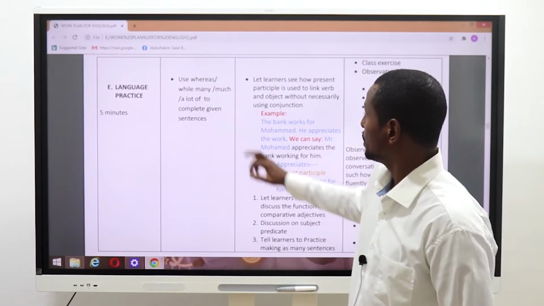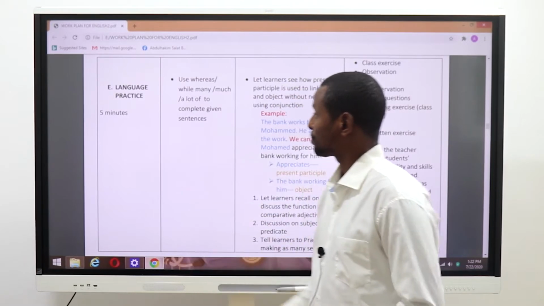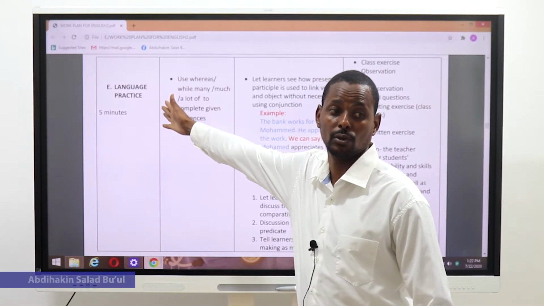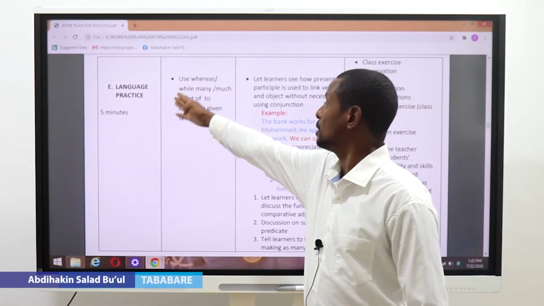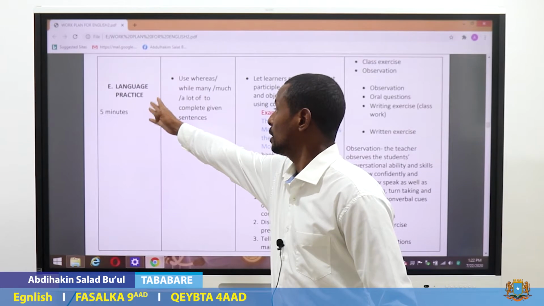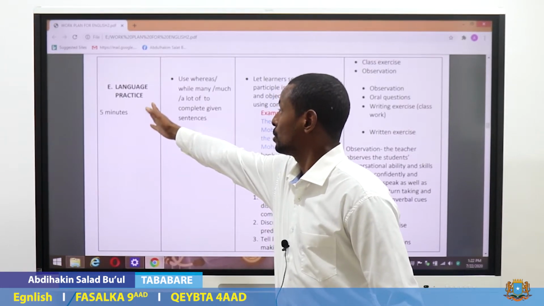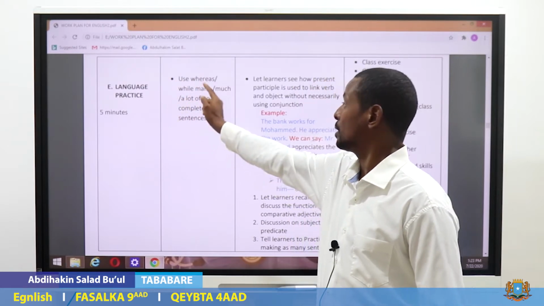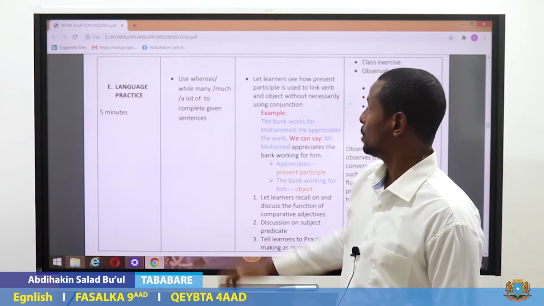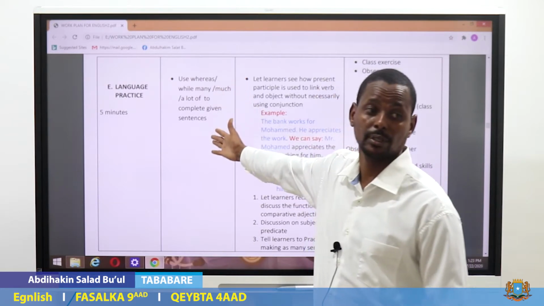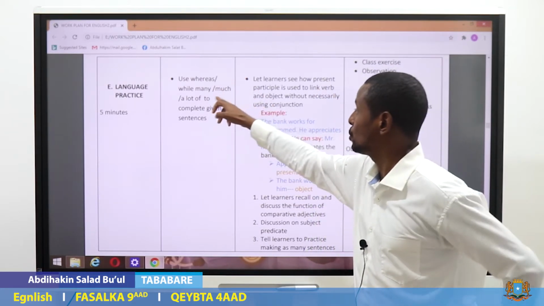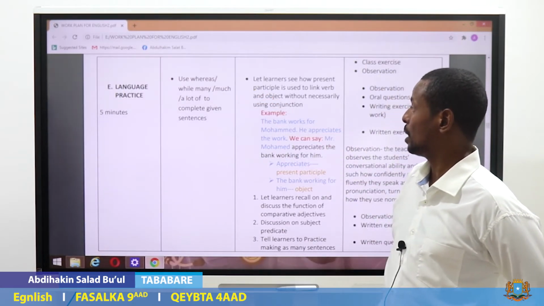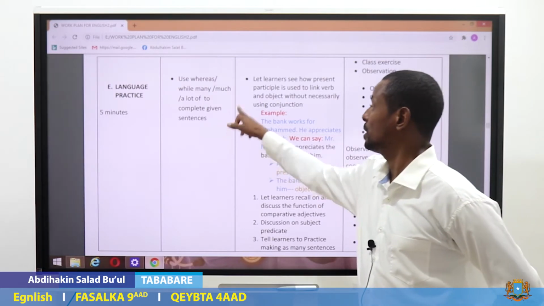Okay, welcome back. Bismillah. Language practice. We're still in Unit 4. This is a skill, a lesson which we are going to study under grammar, language practice. These are the objectives: use whereas, while, many, much, a lot to complete given sentences.